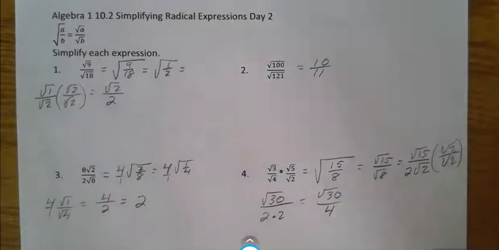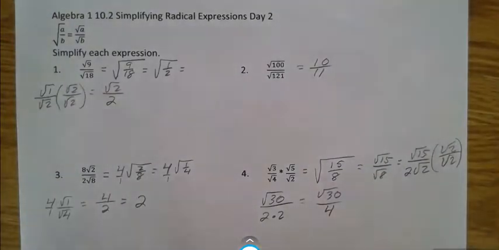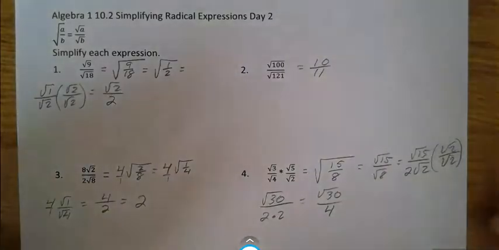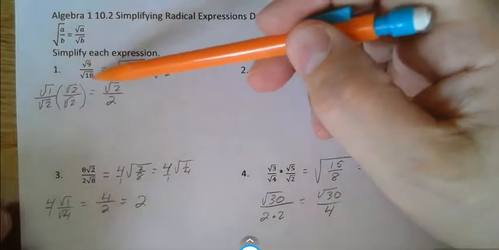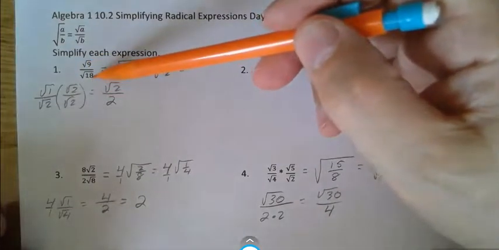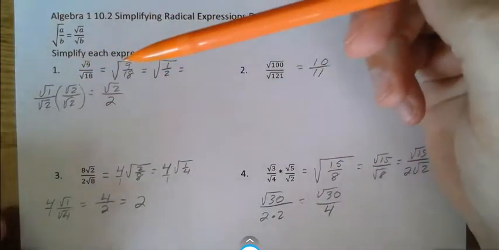All right, simplifying radicals, day 2, a little harder now. So hopefully you remember how to do the square roots. So the square root of 9 would be 3, the square root of 18 would be 3 times the square root of 2, the 3's would cancel.